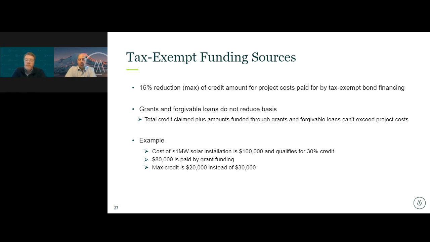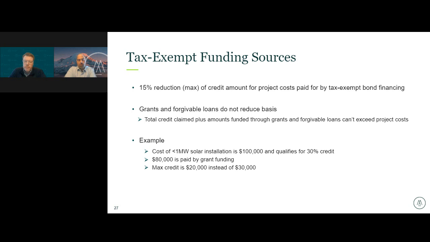One thing that actually was quite favorable is that grants and forgivable loans don't reduce the basis in your property. The one caveat to that is you can't double dip, as you might suspect. So you can't claim more in credits and forgivable loans or grants than the original cost of the system. An example of that is a less than 1 megawatt solar facility that costs $100,000, and it qualifies for that 30% credit. But 80% is paid from grant funding or some other forgivable loan. The max credit in that situation is $20,000 instead of $30,000.